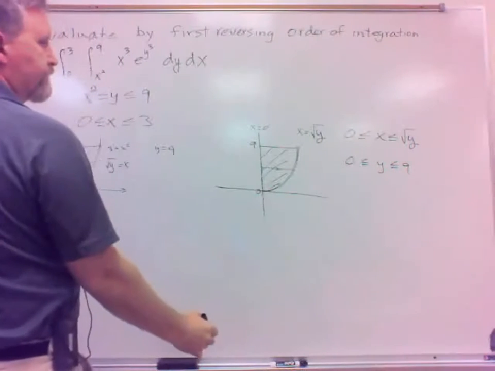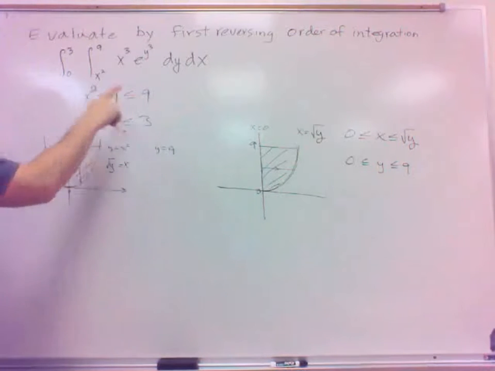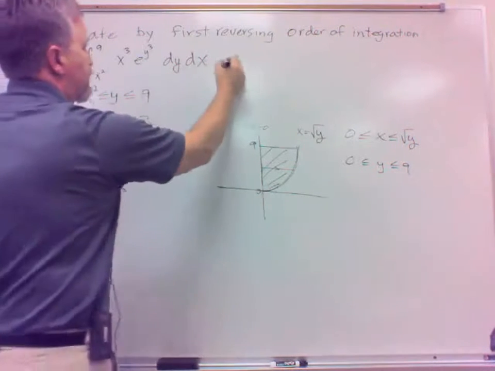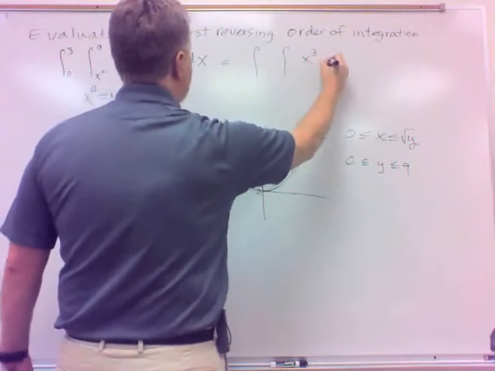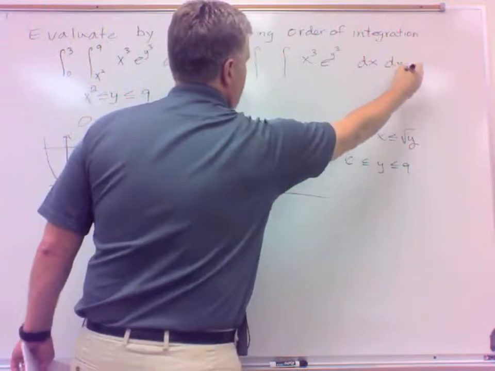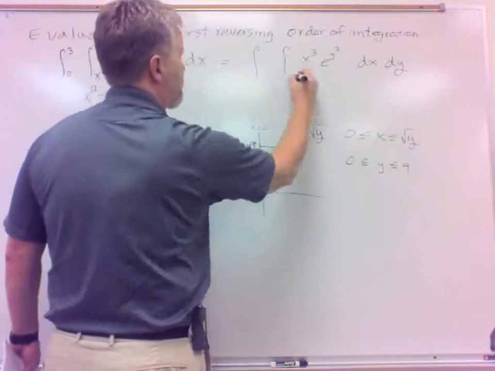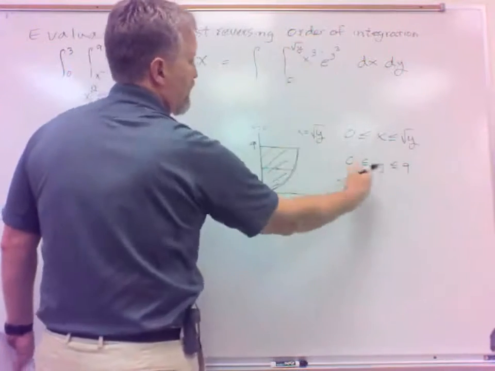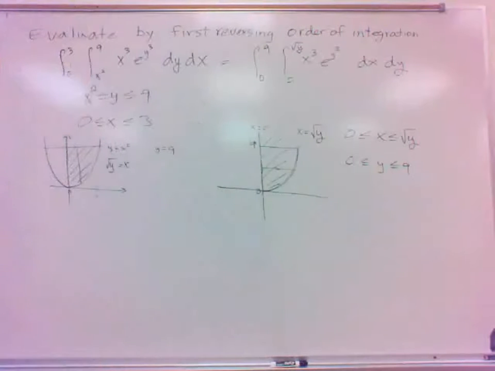Okay? So if I change the order of integration, I'm doing the same function, but now I'm going to integrate with respect to x and then y. It turns out the x's would go from 0 to the square root of y, and then the y's would go from 0 to 9.